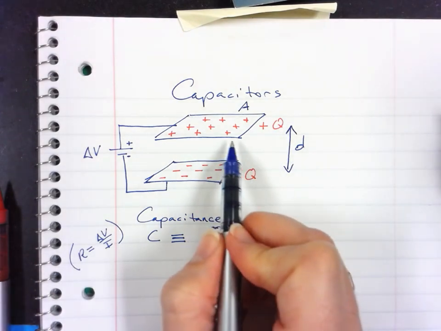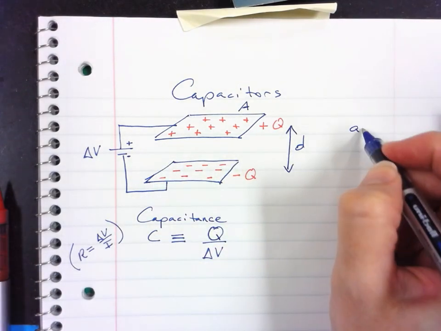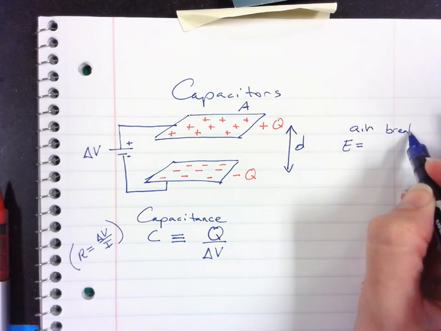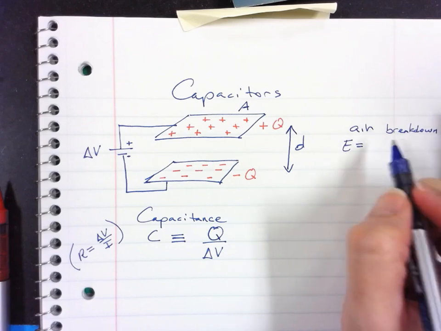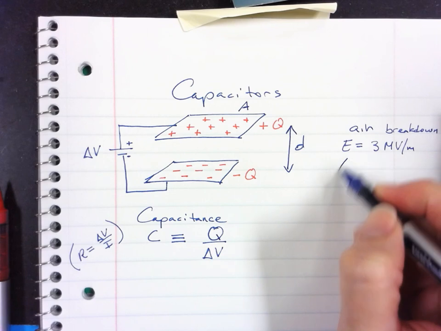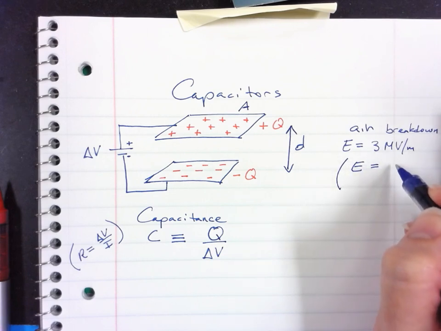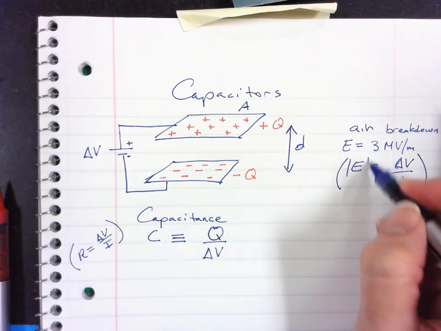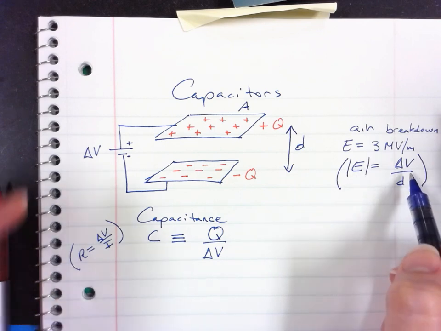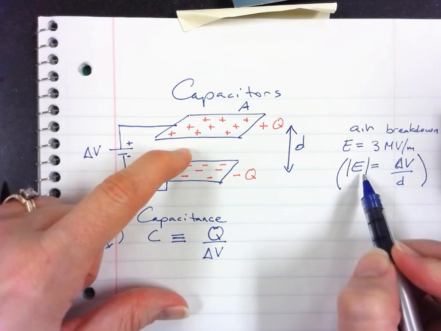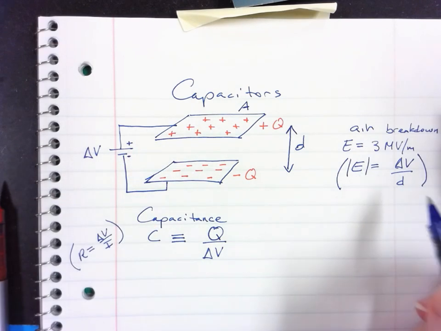And then, if this is air, you know that air has an electric field breakdown value of 3 megavolts per meter, 3 million volts per meter. Please remember electric field, the equation, the electric field magnitude is potential difference divided by distance. So I'm going to use d here since that's the distance I'm using. And this is absolute value. So the closer they are together, the stronger the electric field I can get, so more charges.